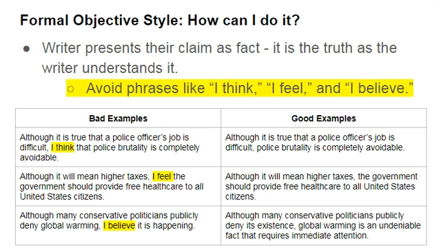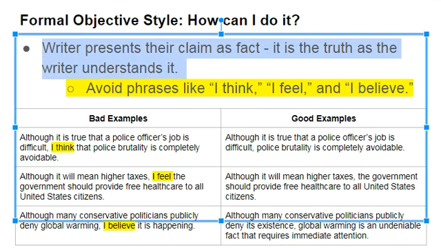Alright, first, let's talk about how you can do it with a formal objective style, which is the second part of that question on your explanation assessment where you're taking notes. The first point we need to break down is the writer presents their claim as fact. It is the truth as the writer understands it.